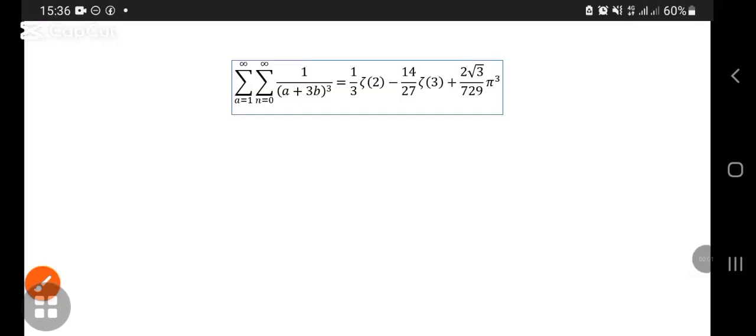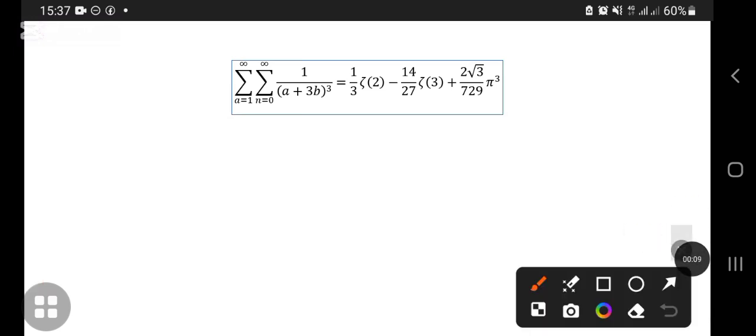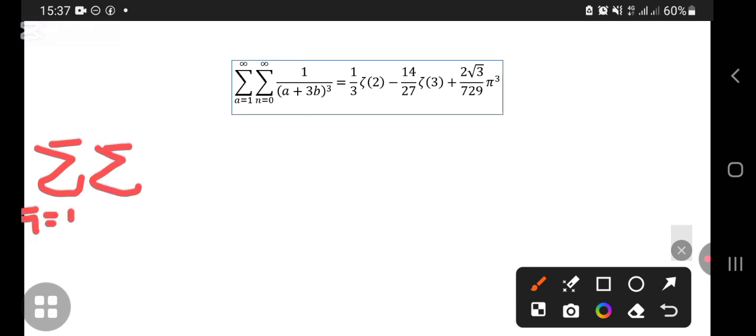In today's tutorial, we're going to evaluate this sum using simple techniques. This sum is simply based on the technique I'm going to apply here. First, I'll show how to make use of the double sum I have here, which first one starts from A and the second one from B.